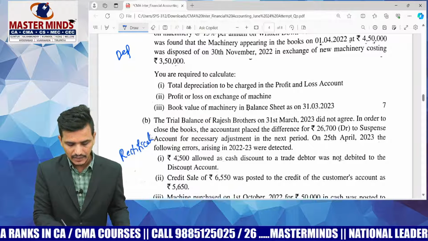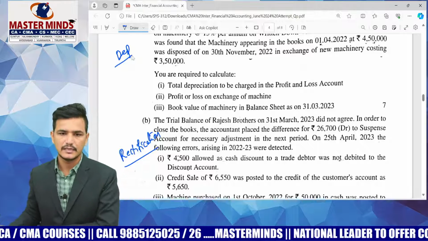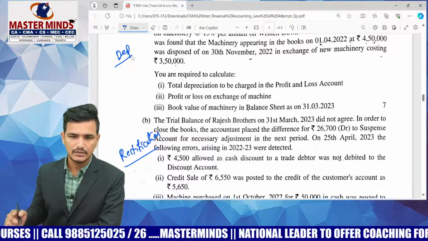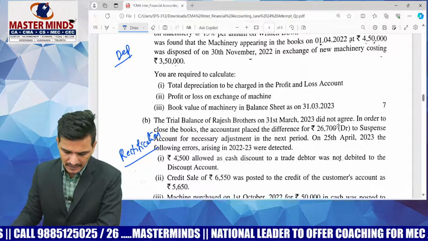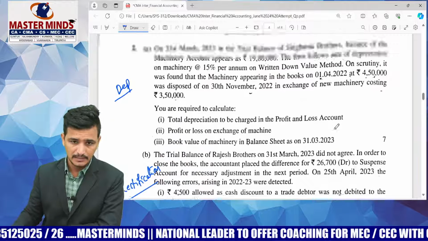I have already mentioned in my day before strategy also, in each and every examination they are giving a question from rectification. So be thorough with the rectification chapter. Sorry, first we are going to consider depreciation.